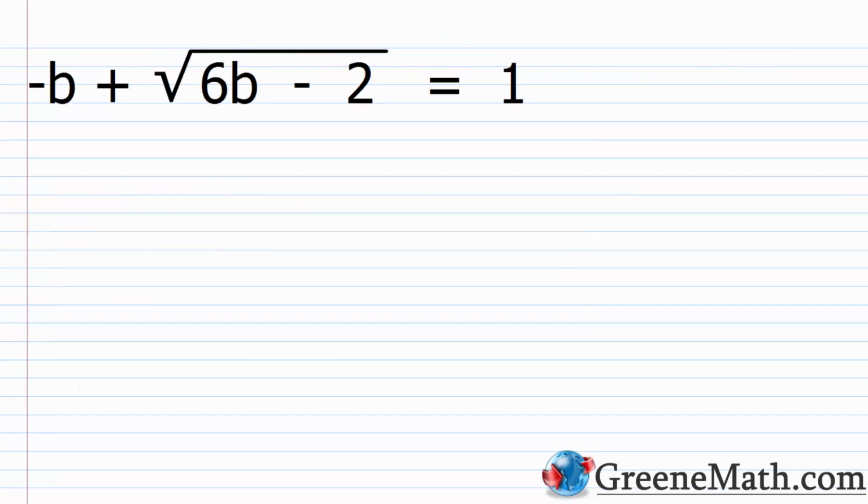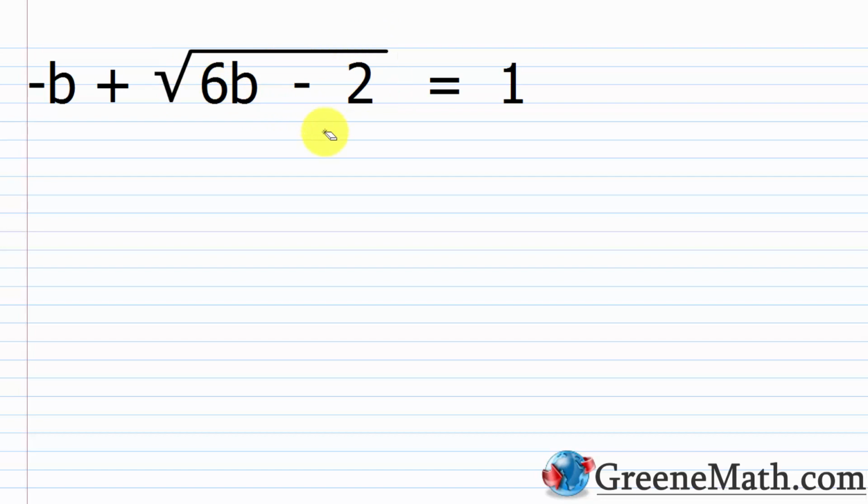So now we have negative b plus the square root of 6b minus 2, and this equals 1. So notice how this is not isolated, okay? The radical is not isolated. So we're getting into some more challenging problems, really just more tedious. So I can't just go ahead and start squaring things, right? I can't square both sides. That's going to be really, really sloppy if I do that.